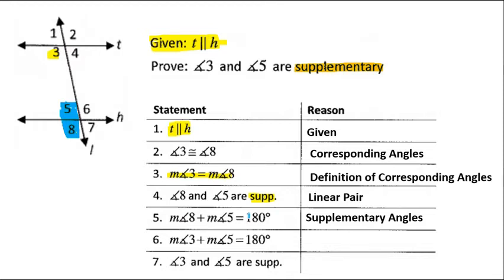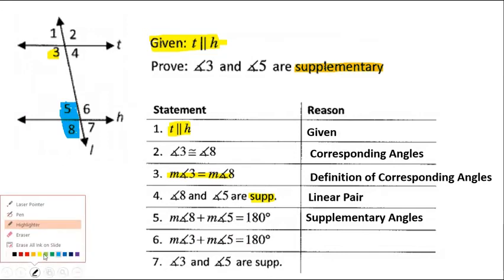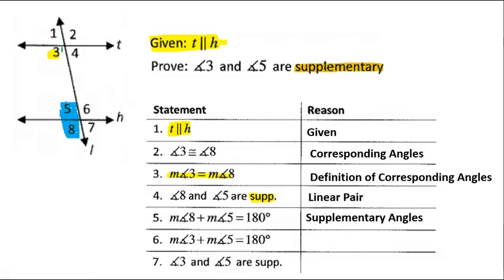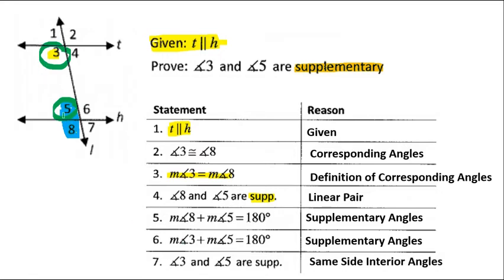Okay, so next part, they said angle 3 and 5 also add up to 180 degrees. So 3 and 5, they're right here, and they add up to 180 degrees because we say they're supplementary angles. And why are they supplementary? Because they're same side interior angles.